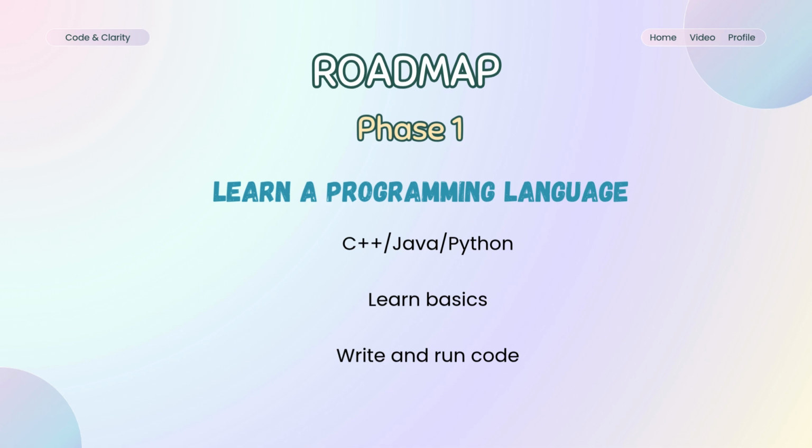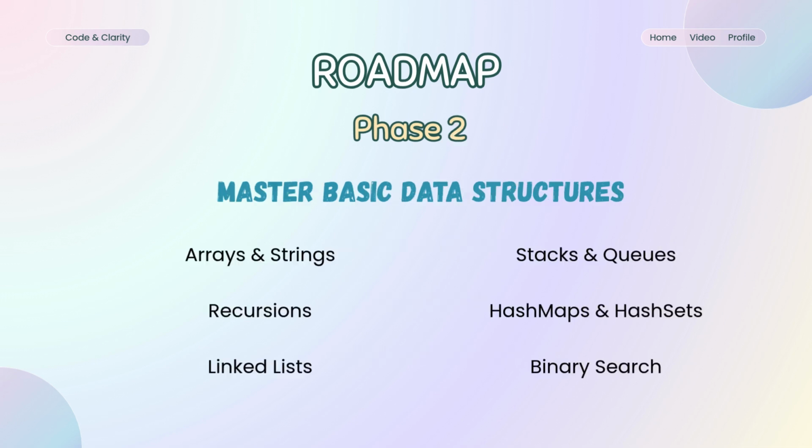After you get a grip on the first phase, move on to the second phase. The second phase is mastering the basic data structures. For this phase, consider about 3 to 4 weeks. Start from arrays and strings because arrays and strings are the foundation of all problems. Then move to recursion. Recursion is the base of backtracking and divide and conquer, and is very important.